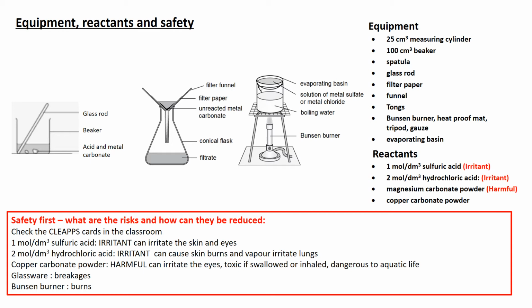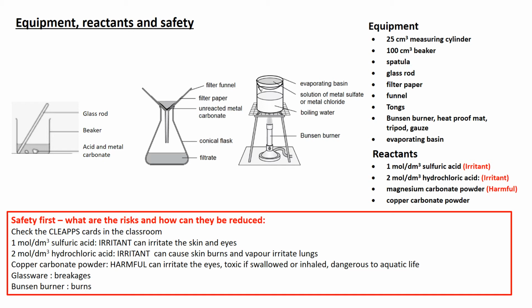You have to check the CLEAPS cards and the fact that these are all the different things that could happen with the risk assessment. And you can say that if they're irritant, it irritates skin and eyes. And how would you reduce that risk? You need to include a mention of safety goggles. You may want to talk about clearing up spills.